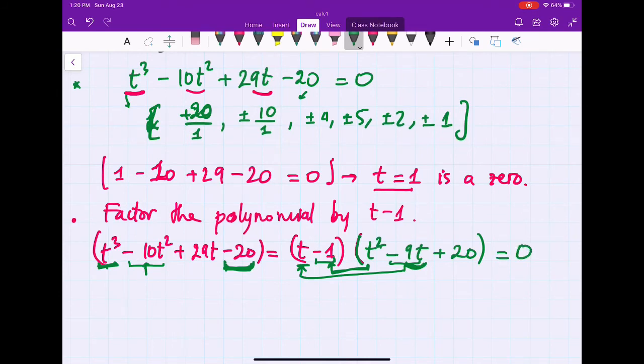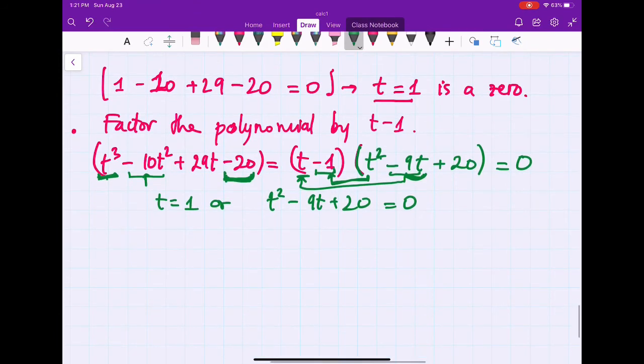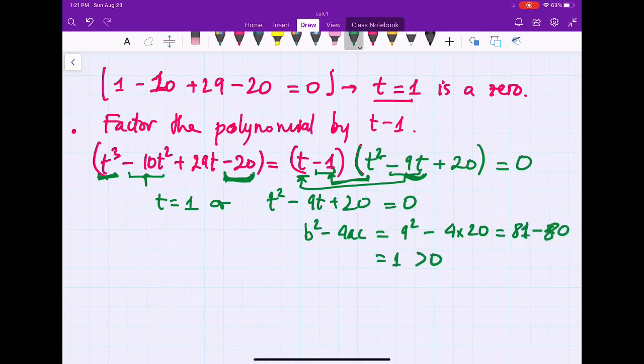And then you set this equal to 0. From here you get t equal to 1 or t squared minus 9t plus 20 equal to 0. You have a quadratic polynomial. You might use the quadratic formula, okay? And you need to check b squared minus 4ac. In this case, you have 9 squared minus 4 times 20, right? So that is 81 minus 80 equal to 1, bigger than 0. That's good.